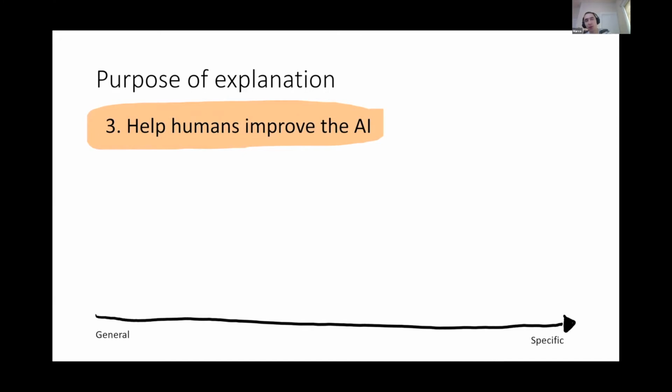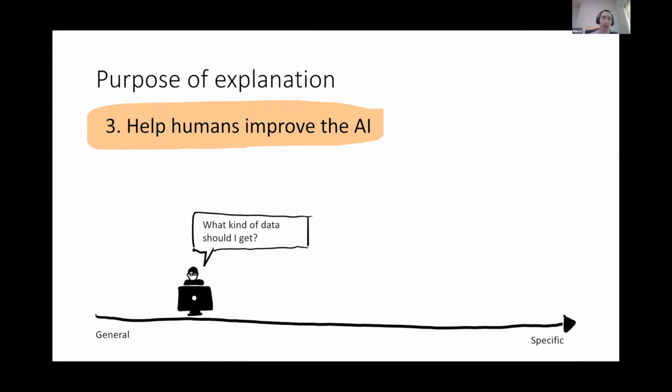Third heading is when you're helping humans improve the AI, and it's directly related to the second one. Once you evaluate if the model is lacking something, you want to improve it. And explanations can help you figure out how to improve it. Like, what kind of data should I get? If you identify that the model is struggling with a particular kind of data, maybe that's the kind of data they should be getting. Or maybe do I need to change model architecture?